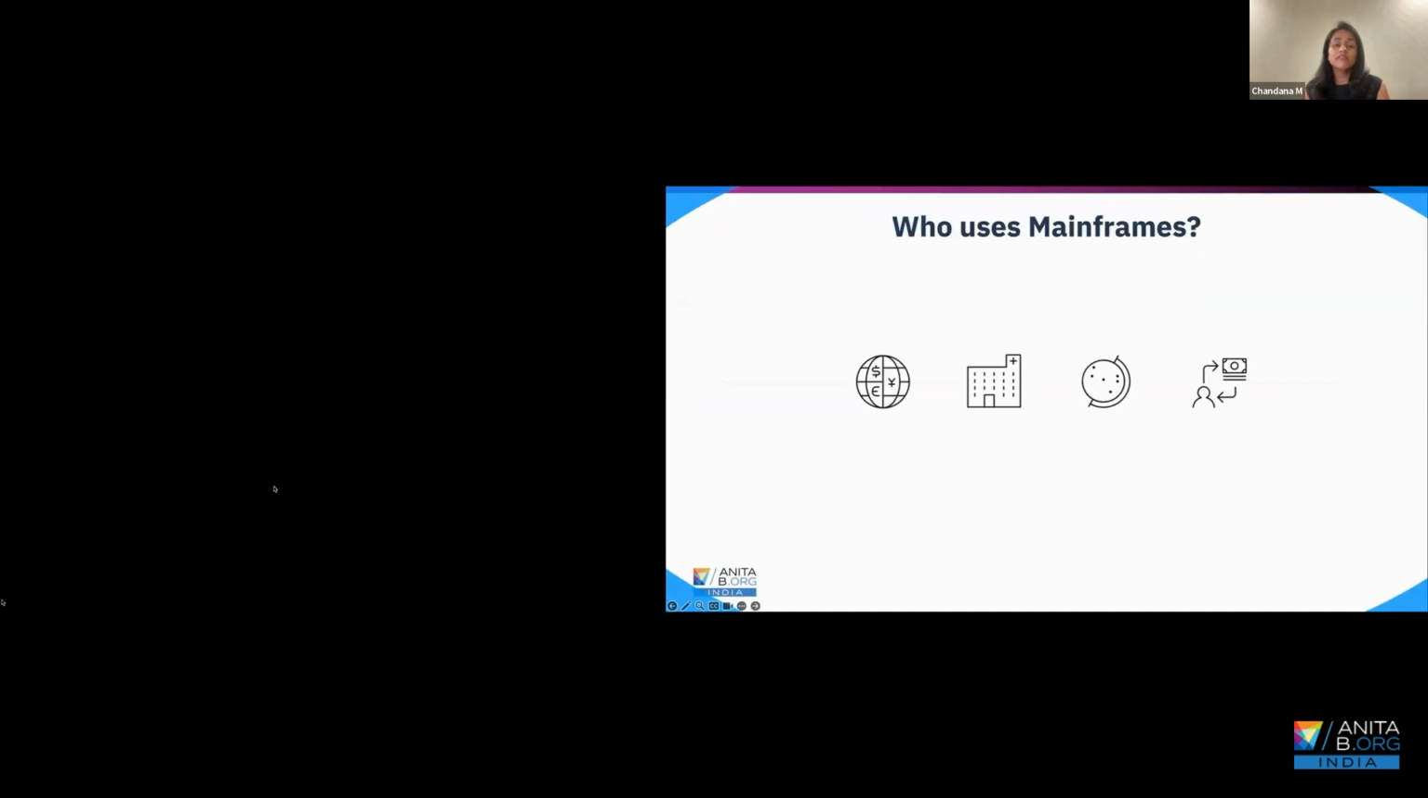So now that we have seen why we use mainframe and who uses mainframe, let's get a deeper knowledge about who uses mainframes and what they are using mainframes for.